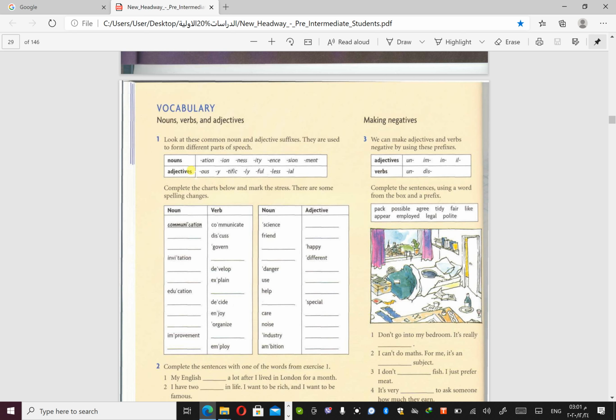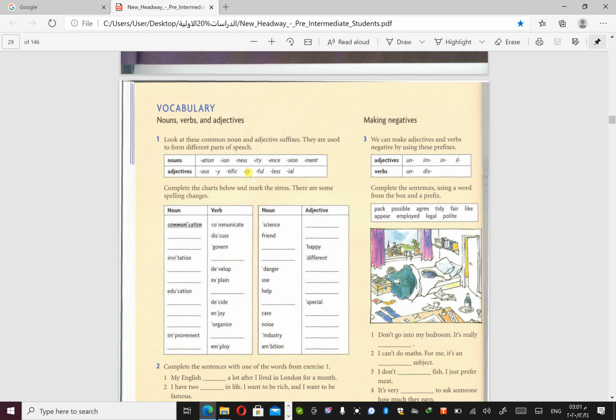Well, here for adjectives we add ous. Okay, serious. Okay, here gorgeous. Okay, we add y, like funny. Okay, funny. Okay, here we add ic, like terrific. For example, you can say fantastic, okay? Or for example, terrific, okay?